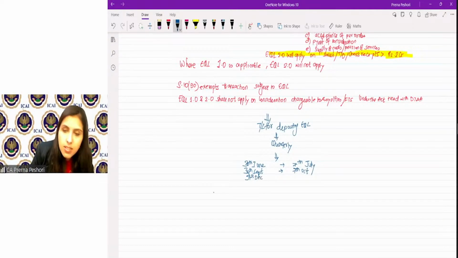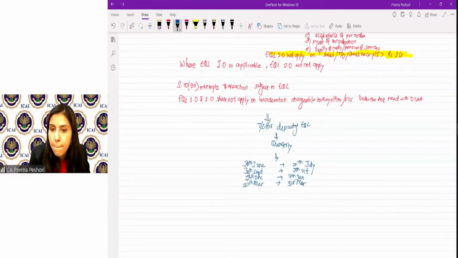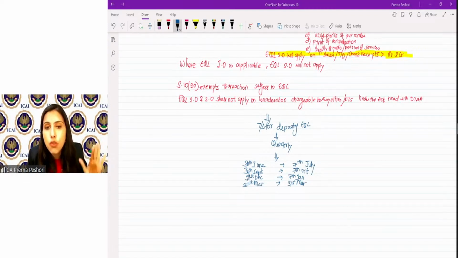31st December by 7th January and 31st March, by the 31st of March. Are we clear? So this is for the equalization levy 2.0.